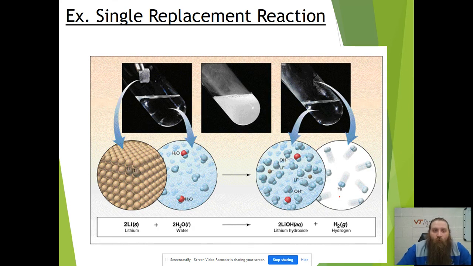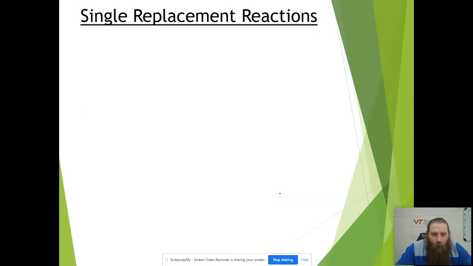So here's a great example of a single replacement reaction. We have lithium by itself as a metal. We have some water here, all right, which is an AB compound, right? AB, there it is. This will be our C. And so we're going to break it apart and we're going to get our new stuff. So in this case, we're going to make aqueous lithium hydroxide and we're going to make hydrogen by itself.